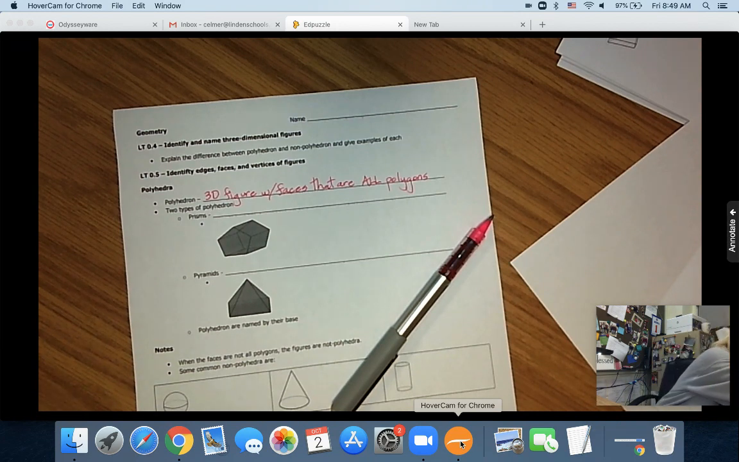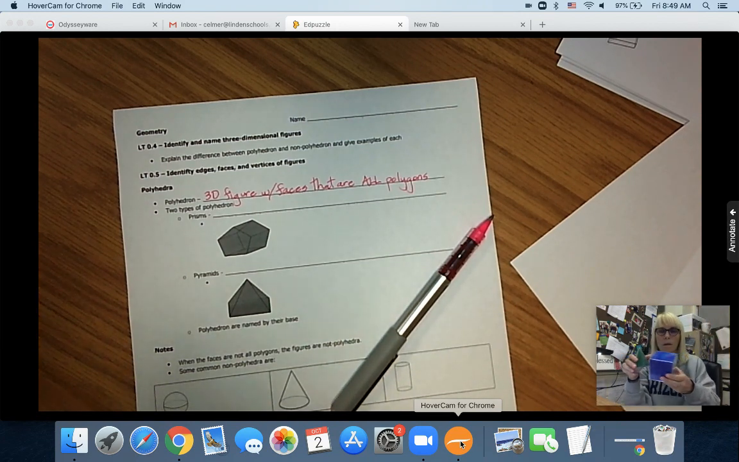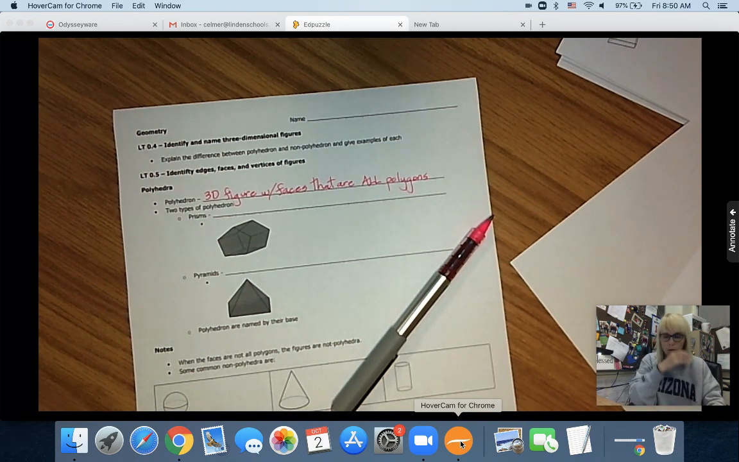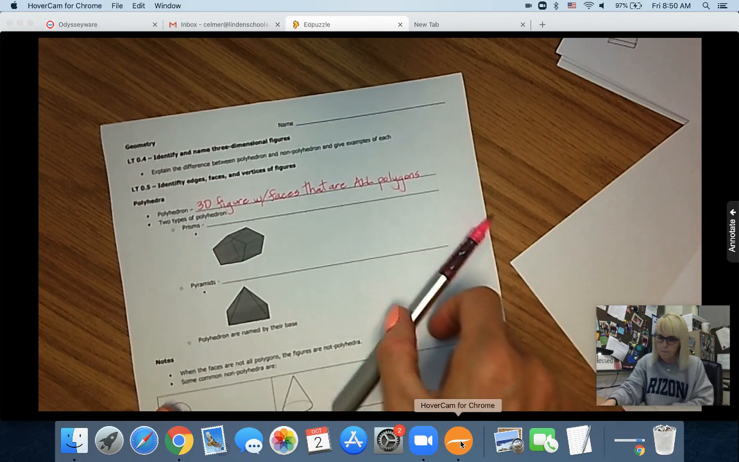Let's look at these two, okay? So I'm going to pause the video right now and have you tell me if the blue 3D figure is a polyhedron or not, the blue one. Okay, we're back. The blue one is definitely a polyhedron because it has all polygon faces, okay? And so you probably figured out that this one is a non-polyhedron because it has a non-polygon face, okay?